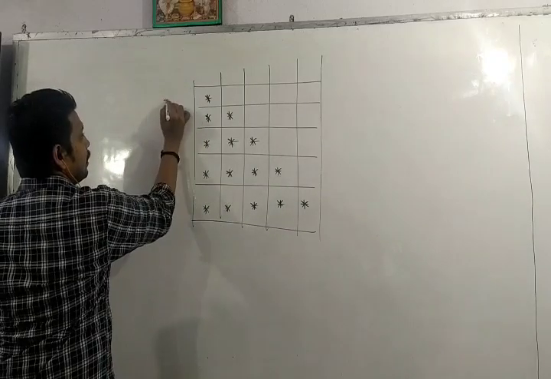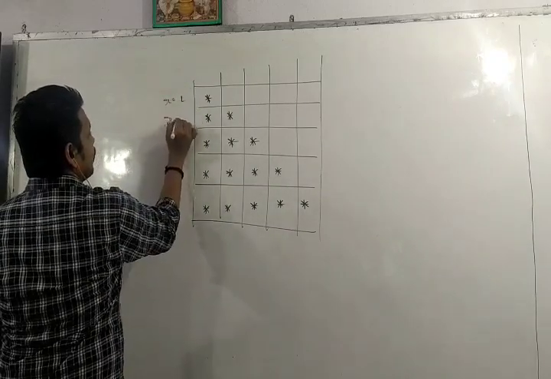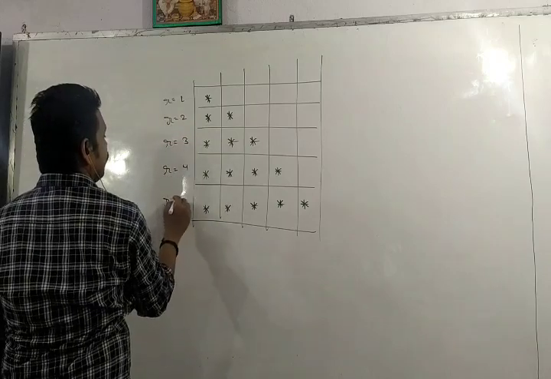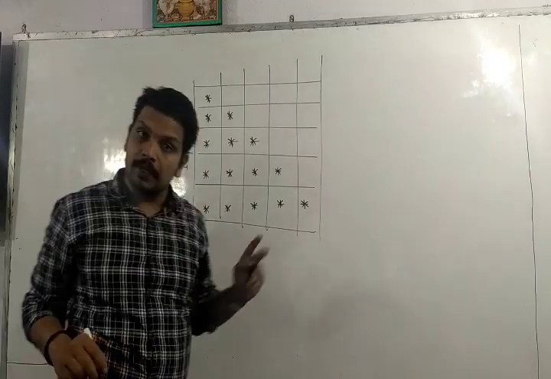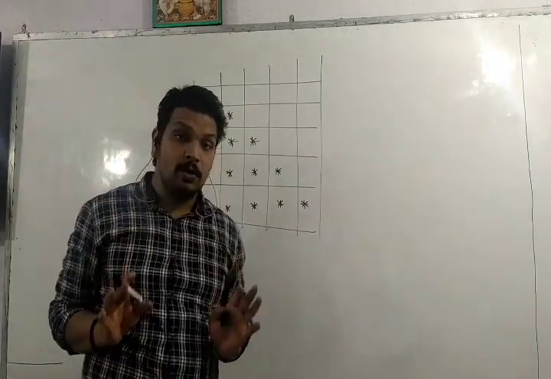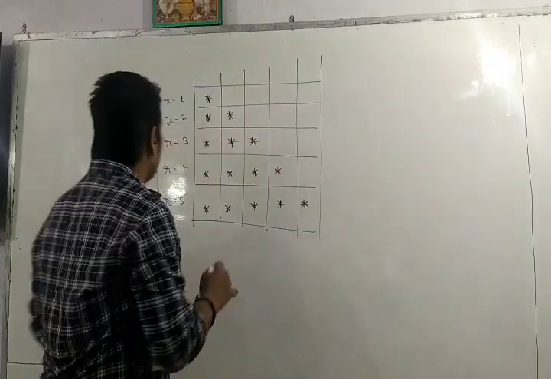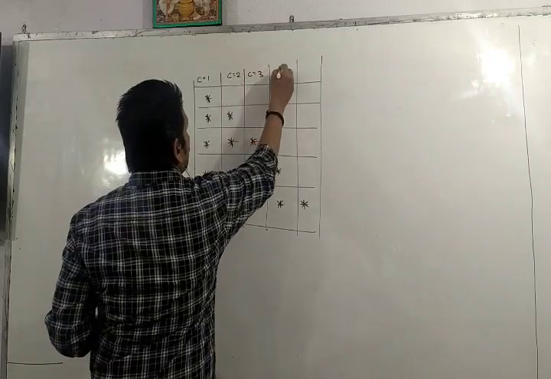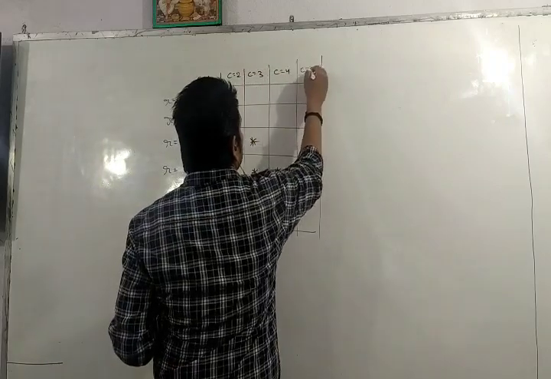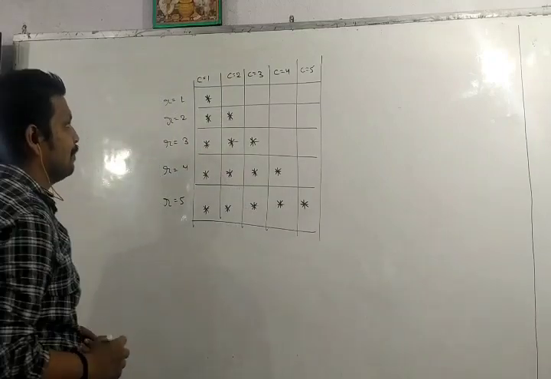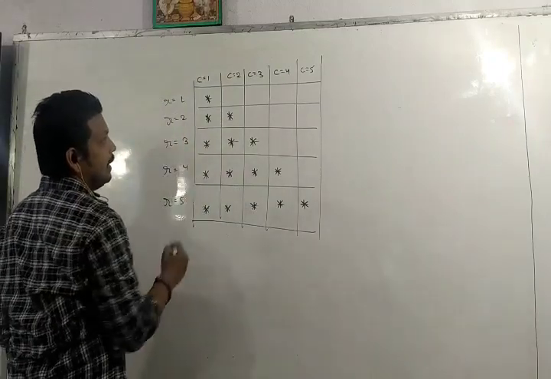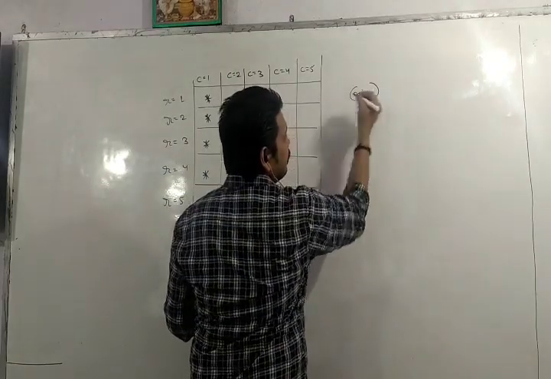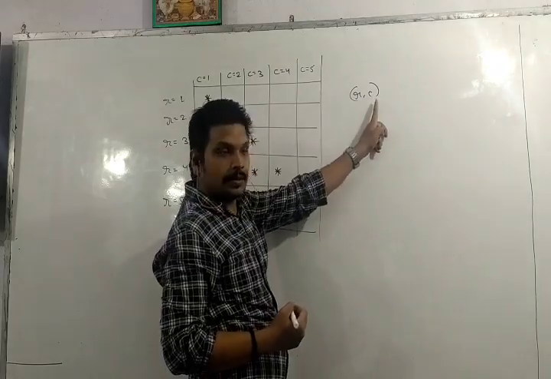See, here this is the first row, r is equal to 2, r is equal to 3, r is equal to 4, r is equal to 5. Clear? So in this pattern, how many rows are there? There are 5 rows. Then c is equal to 1, c is equal to 2, c is equal to 3, c is equal to 4, c is equal to 5. Now see this location. I will write the location in terms of R and C.